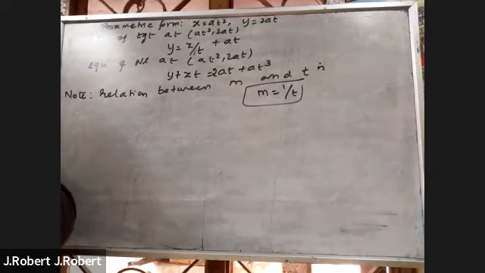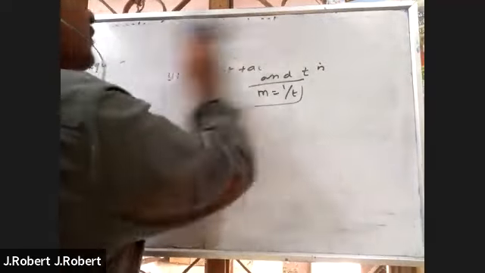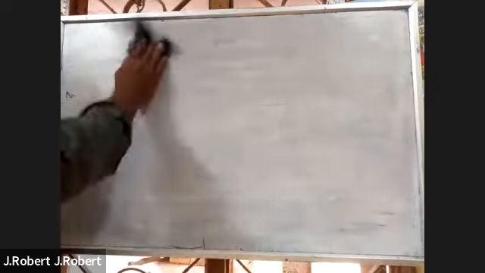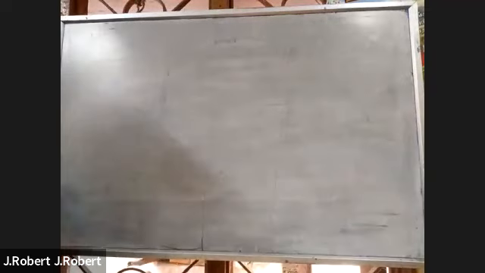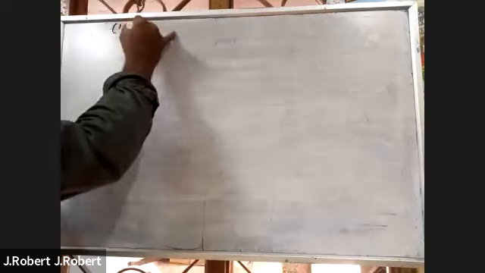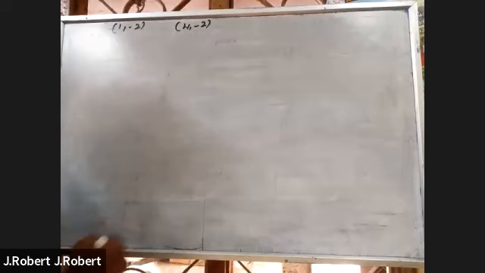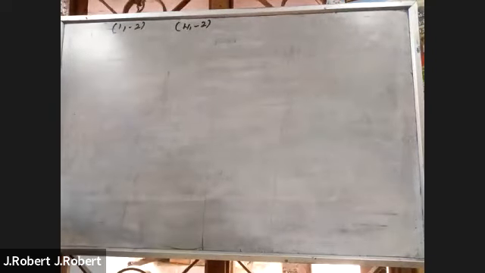Find the equation of the parabola whose vertex is (1, minus 2) and focus is (4, minus 2).